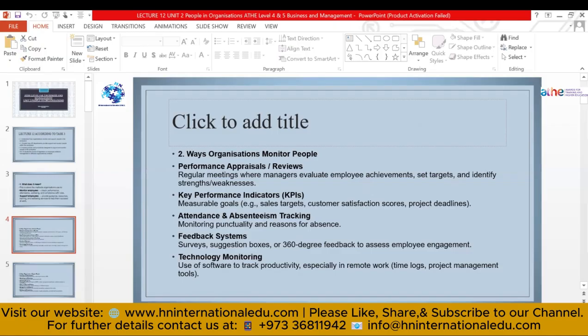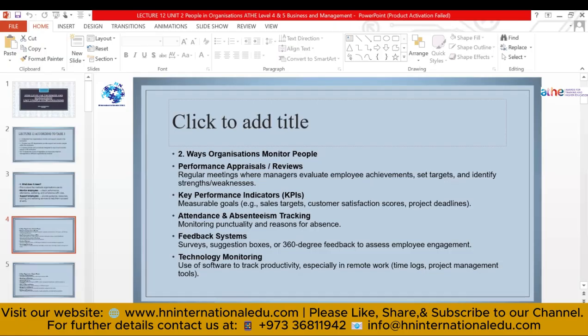Then attendance and absenteeism tracking, in which we need to see how many employees are present and how many are the ones who often take off or leave, or do it spontaneously. Monitoring the punctuality and reasons for the absence. That is why in most shops and specifically gym areas and education areas, we have installed the biometric attendance system. The moment you enter the premises, just go for your thumb system and the system will record the time, date, and everything.